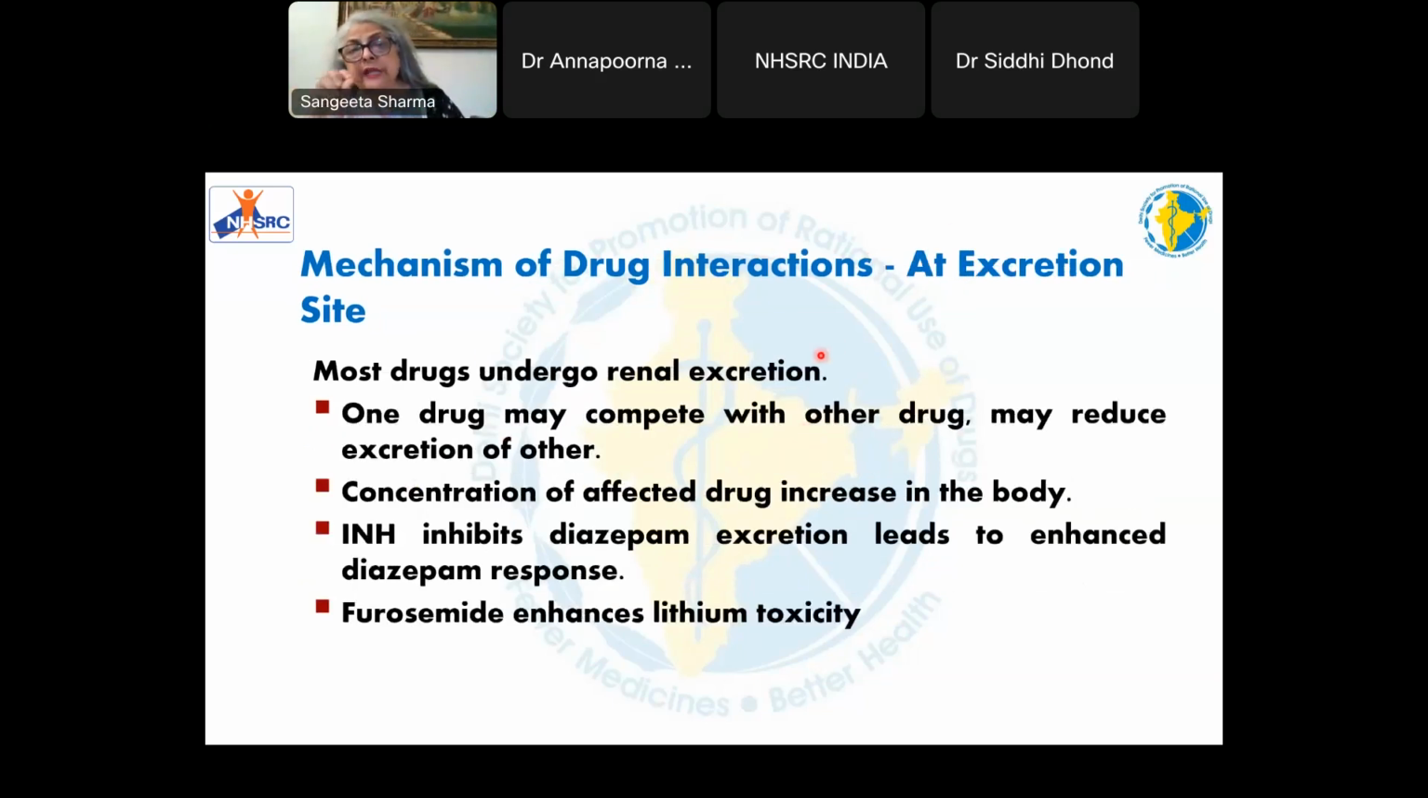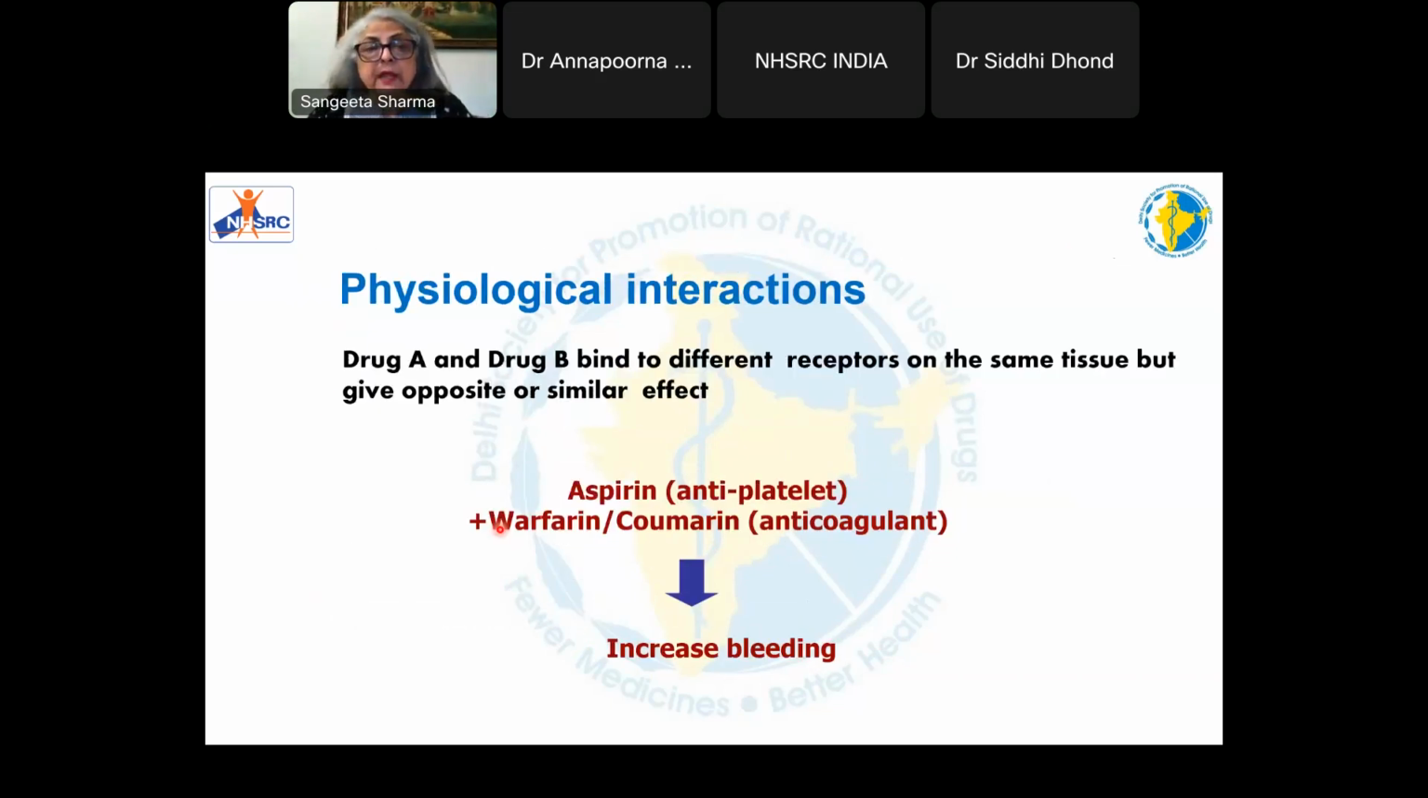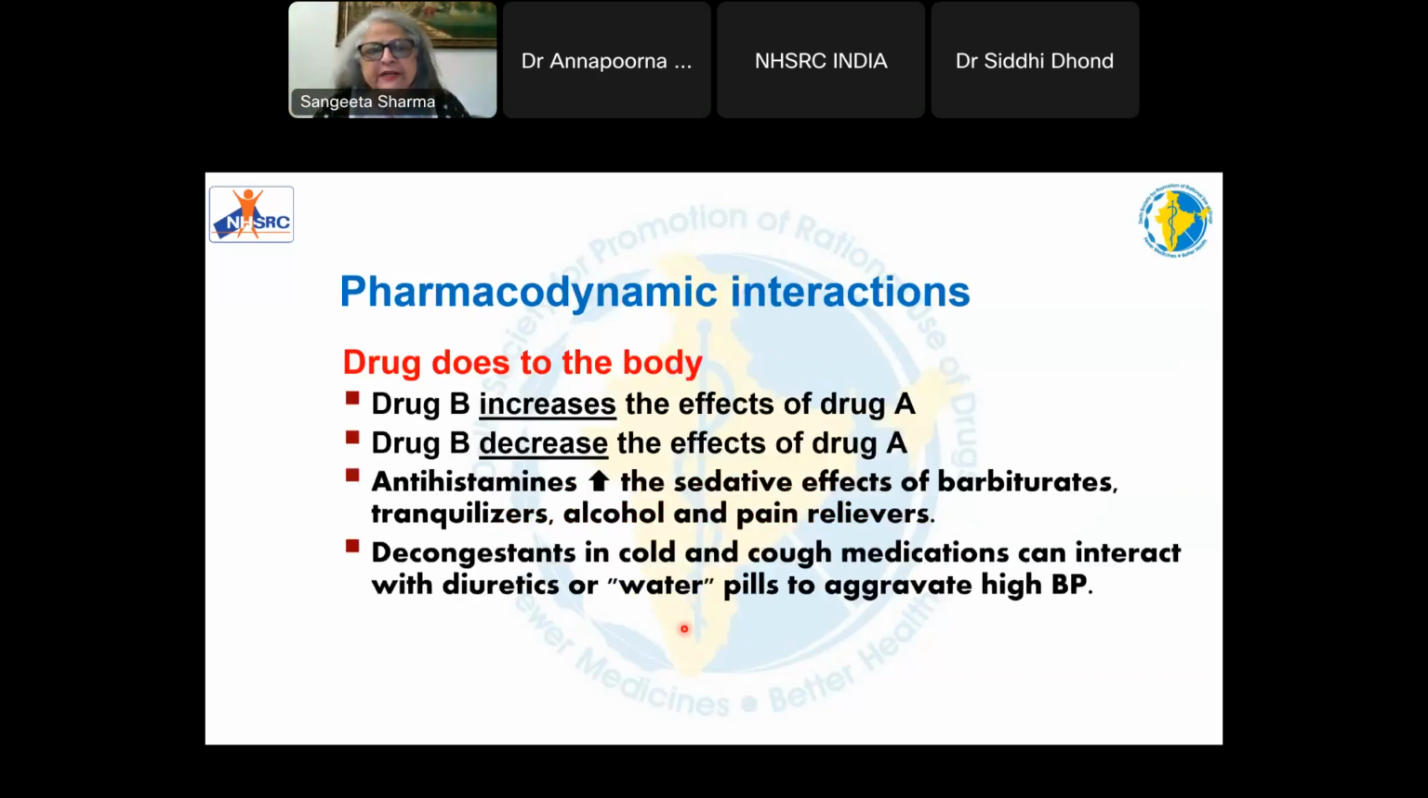Then the last stage where pharmacokinetic interaction can happen is at the excretion. They may compete with each other for excretion. They may have the concentration effect. Furosemide enhances the lithium toxicity, INH inhibits diazepam, so enhanced diazepam response will be there. Then amongst the physiological interactions, when you give aspirin, an antiplatelet drug, with an anticoagulant, there are chances that, since one is antiplatelet, increased bleeding would be there.